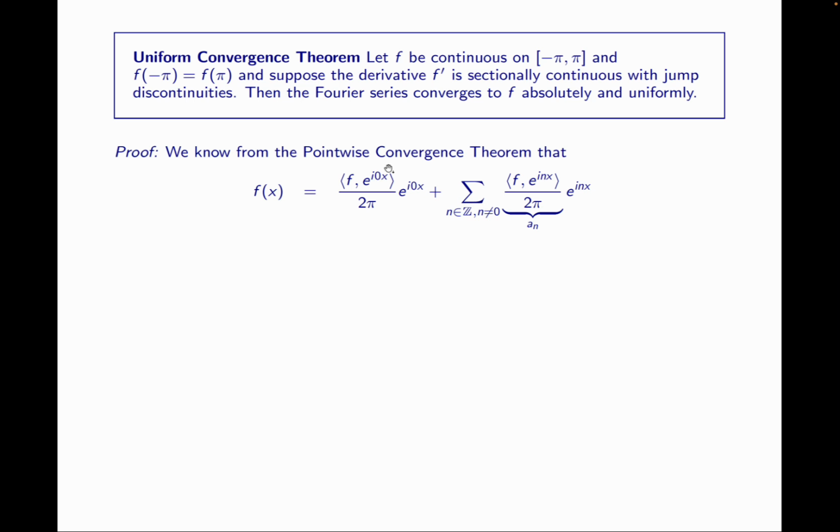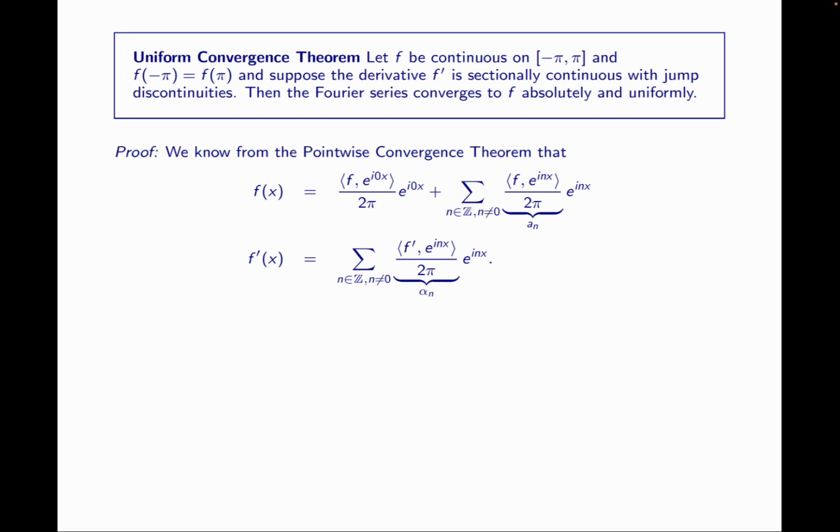Now, notice how I wrote it in kind of a weird way. I wrote the zeroth term separately. And notice how I wrote e to the i 0x. That's just 1, but I wrote it in this way just to emphasize that this is the zeroth term that was removed. And for the sake of simplicity, I'm going to call this coefficient here a_n.